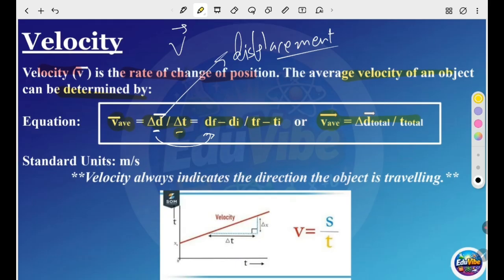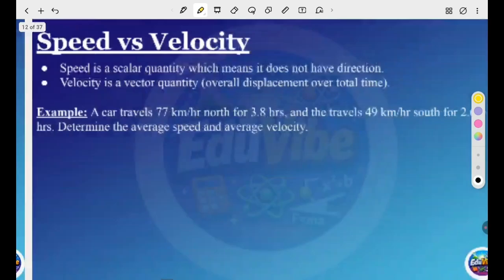The unit for velocity is meter per second, as we know that velocity is equal to delta d upon delta t, where delta d should be in meters and time should be in seconds. So we get meter per second from there. And velocity always indicates the direction of the object's travel.